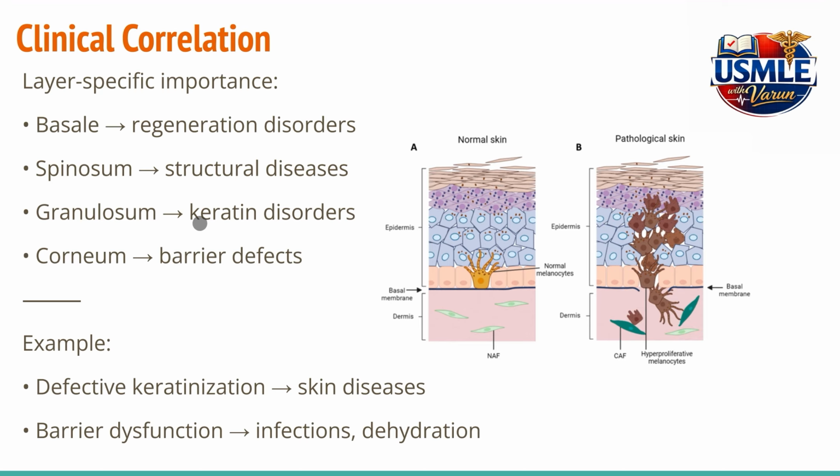Now, here's the clinical relevance. Different diseases affect different layers. If you understand the layers, we can understand the disease also. Basal mostly contains stem cells, so whenever it's affected, there is a characteristic regeneration disorder. If there's a defect in the spinosum, there are structural diseases because of loss of cell-to-cell adhesion. Whenever the granulosum is affected, keratin cross-linking is affected, so there is a characteristic keratin disorder. Whenever the stratum corneum is affected, the protective barrier is disabled and it presents with barrier defects.